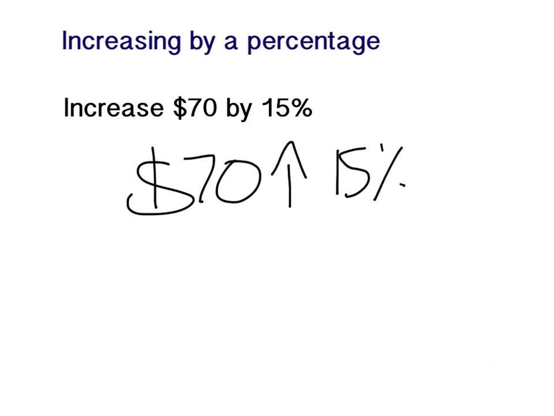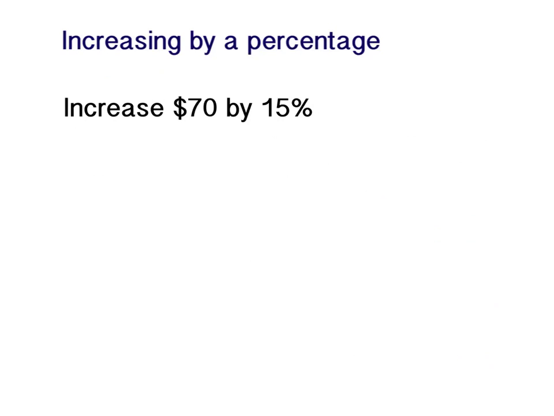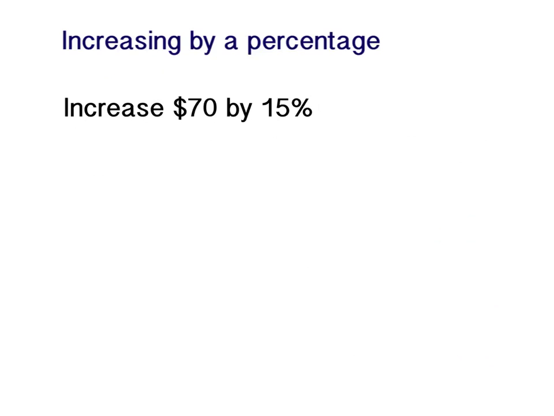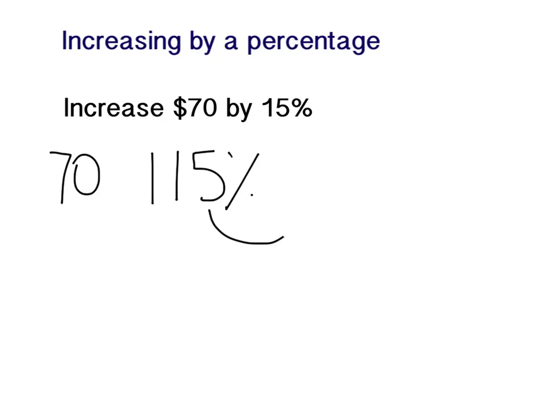So $70 represents all the value to start with, so $70 must represent 100%. And I need to increase it by 15%. So to that $70, I am technically making a 115% increase, because 100% of its value is $70 plus 15% on top. So I'm actually increasing $70 by 115%. Another way that I can write 115% is 1.15.